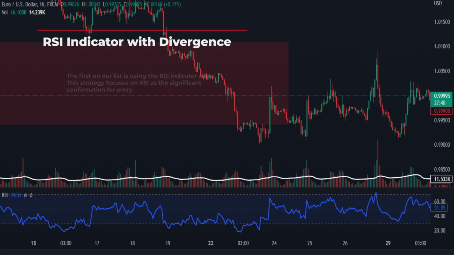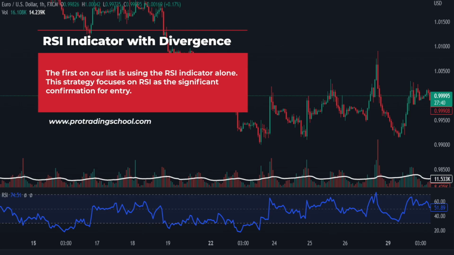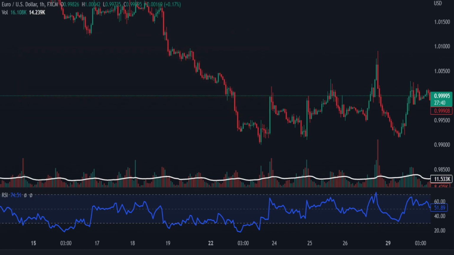The first on our list is using the RSI indicator alone. This strategy focuses on RSI as a significant confirmation for entry. Let's go to the chart. This strategy works on all time frames, but for this video, we will use it in the 1 hour time frame. Now apply the RSI indicator and the volume indicator. Your chart should look like this. Now that we are all set, let me discuss the entry condition.